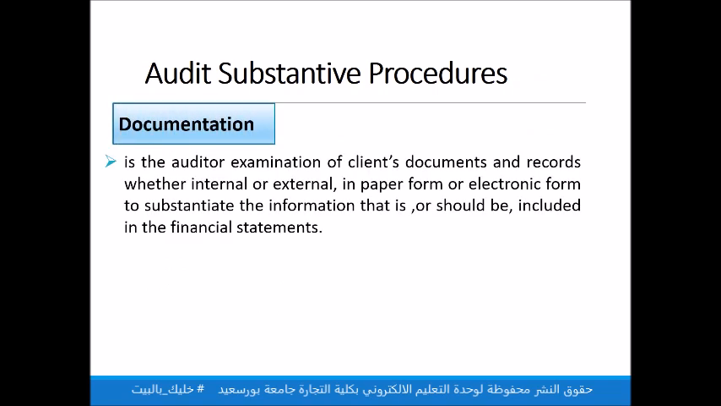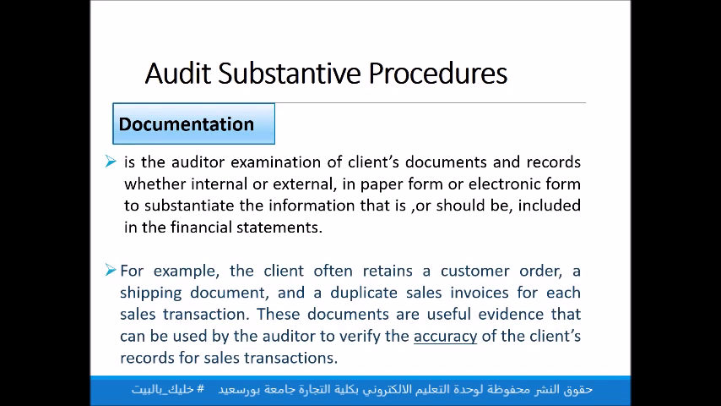The first substantive procedure is documentation. Documentation is the auditor's examination of clients' documents and records to substantiate the information that is or should be included in the financial statements. Such documents could be internal or external, in paper form or electronic form. For instance, to verify the accuracy of the client's records for sales transactions, the auditor may examine the customer order, the shipping document, and duplicate sales invoices that the customer retained for each sales transaction.